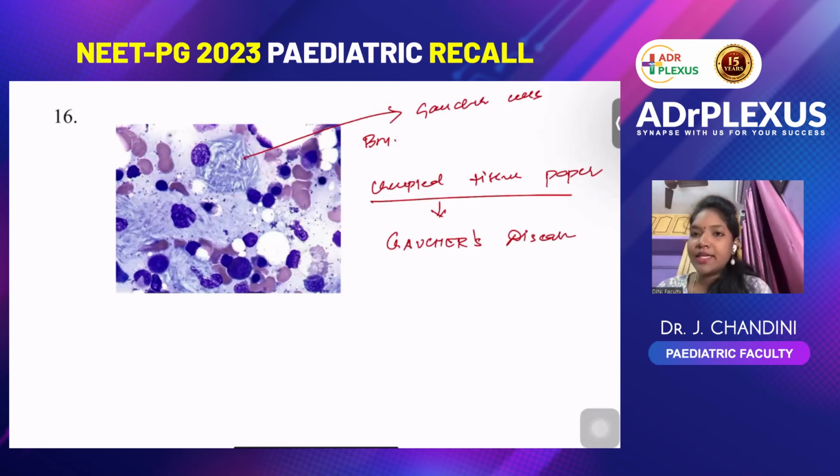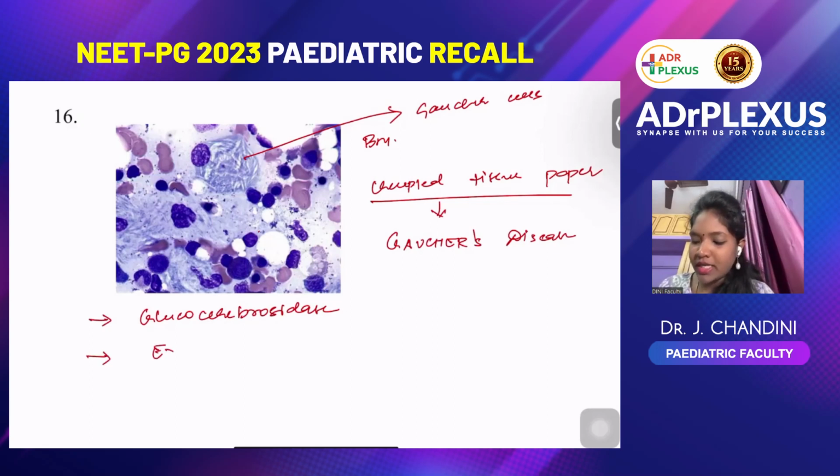Okay, so the answer here is Gaucher's disease, but they've asked the enzyme deficiency. So what is the enzyme that is deficient in Gaucher's disease? The enzyme is glucocerebrosidase. So the enzyme that is deficient in Gaucher's disease is glucocerebrosidase. Okay. Now then, what else will you see?